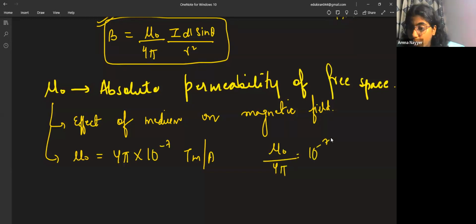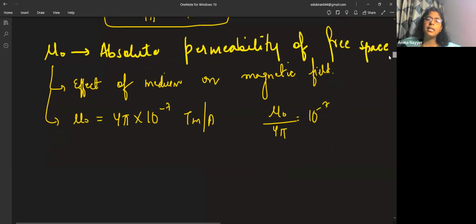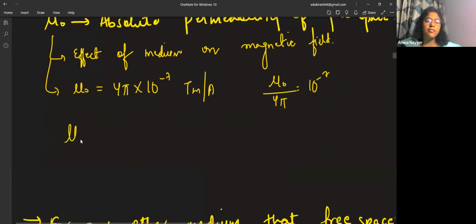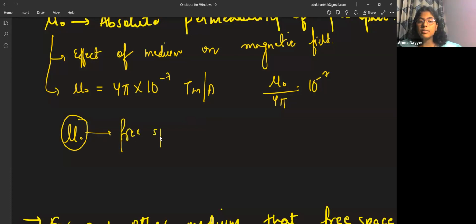The way 1 over 4 pi epsilon naught was 9 into 10 to the power 9, similarly, mu naught by 4 pi is 10 to the power minus 7 with the units Tesla meter per ampere. Just remember it in this way. See, when you have mu naught, this is for free space. But when I say mu r, any other medium, that becomes relative.